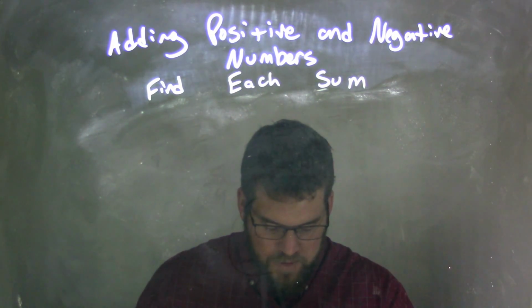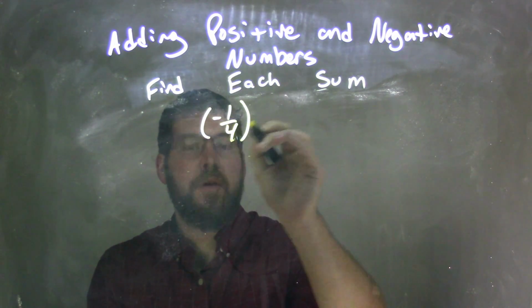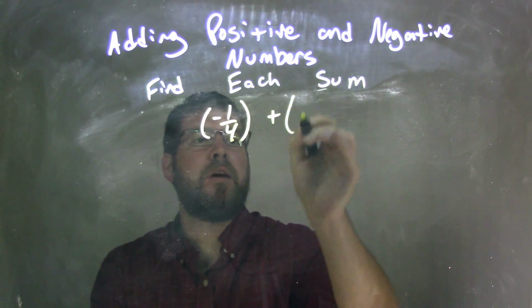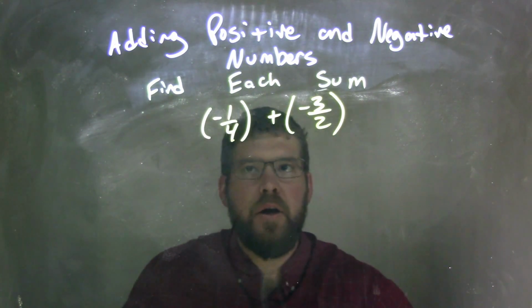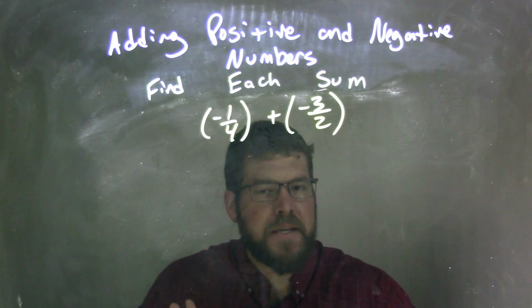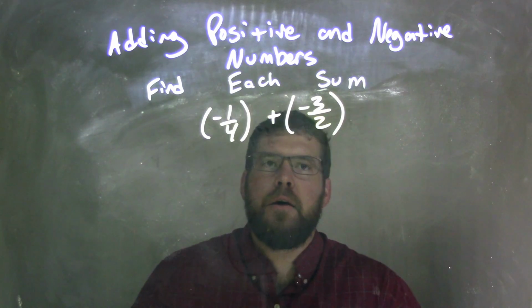So if I was given this expression, -1/4 plus -3/2, and I wanted to add them together. Well, they're both negative, which is nice, so we know that our final answer is going to be a larger negative number, larger than both of these.